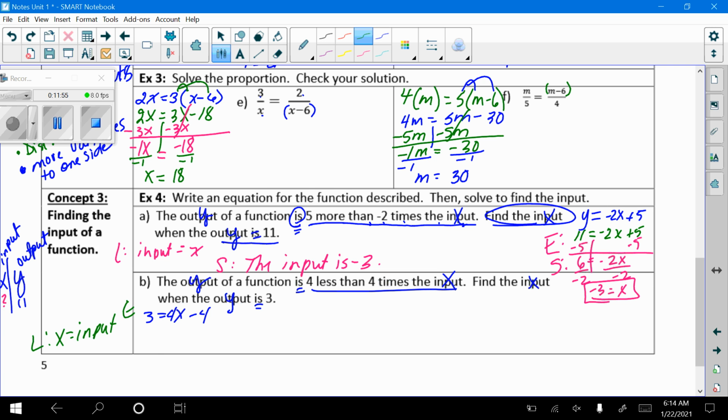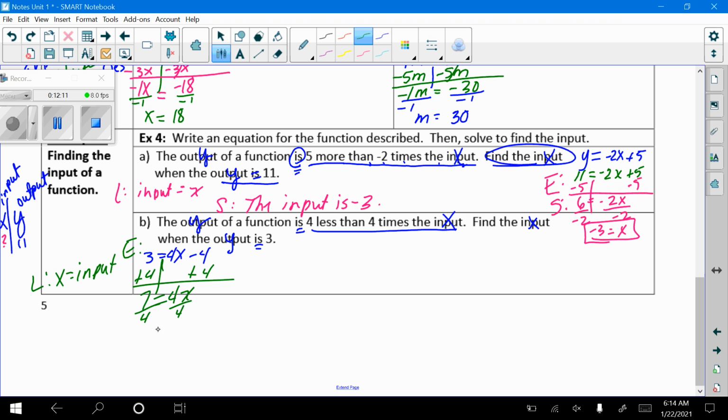So labeling x equals input. My equation is right here. Solve it. Add 4. So we'll get 7 equals 4x. Divide by 4. And I end up with 1.75 is equal to x. So that would be my solve. And my statement, the input is 1.75.